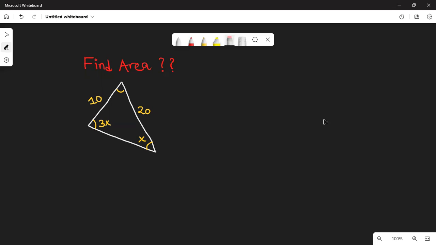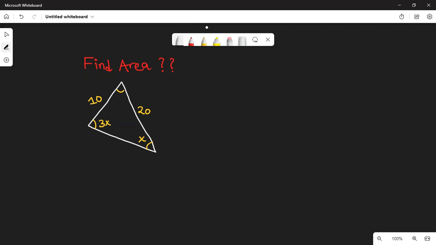Today we are going to look at how to find the area of this triangle where we know two sides and two angles. And the angles are expressed in terms of x. So for you to be able to find the area, we first need to know what is the size of that angle x. So to get x, we need to use sine rule.